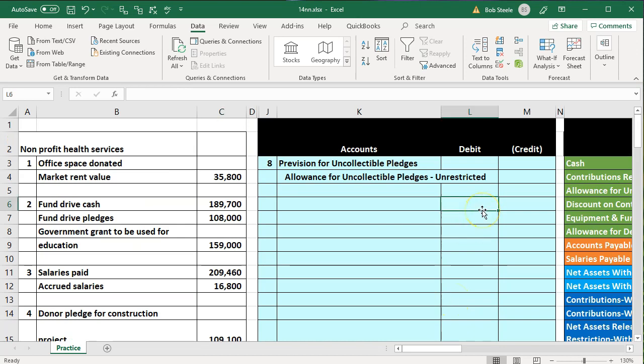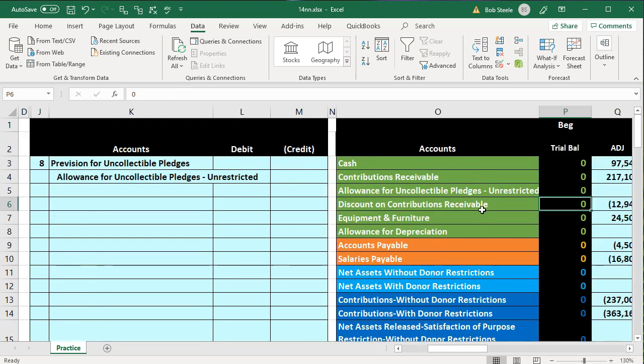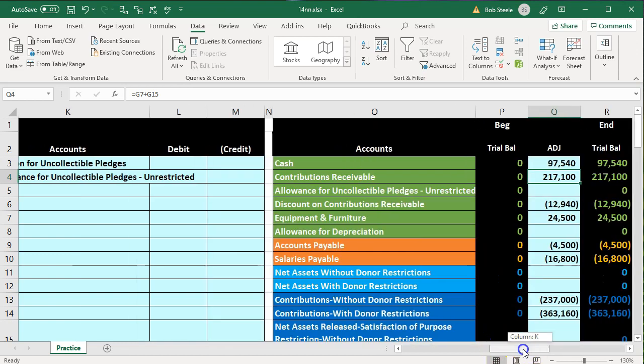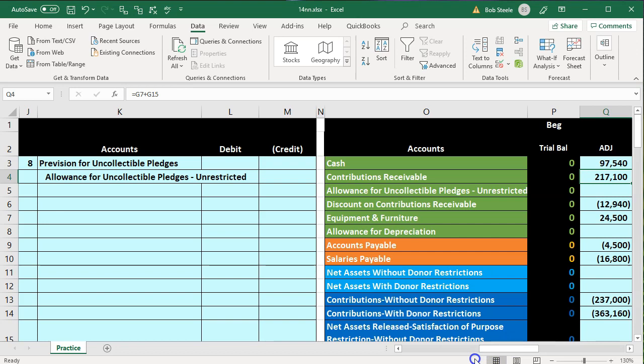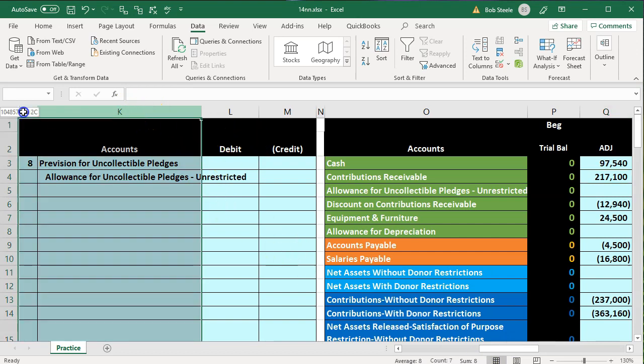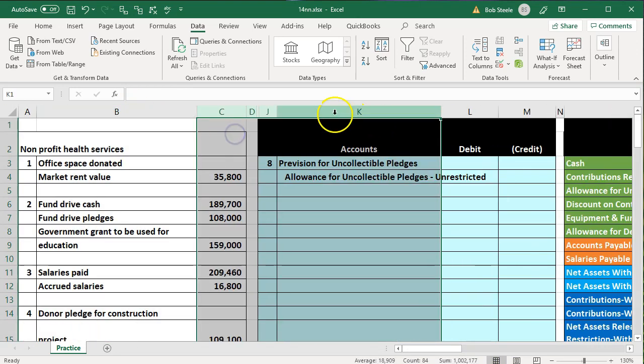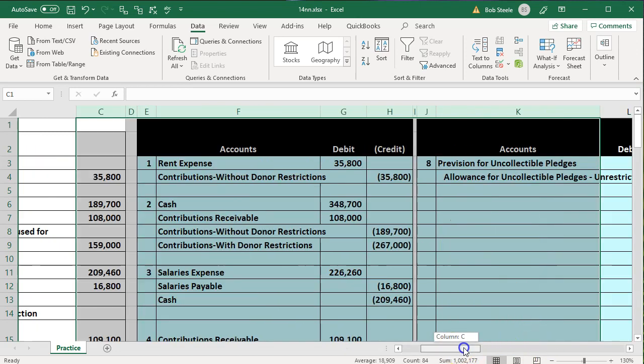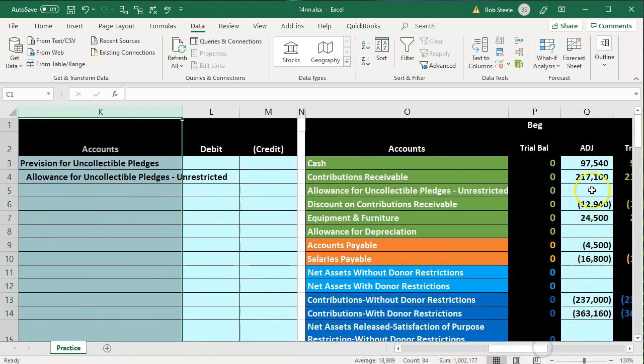Now we're going to assume that that's going to be on the amounts that are unrestricted. So in order to think about the unrestricted amount, we have to consider what constitutes the contributions receivable. To do that, I'm going to have to unhide some of the cells so we can see them. So I'm going to scroll back over between C and K, highlight those, right click, unhide, and then I'm going to consider what is in this account.